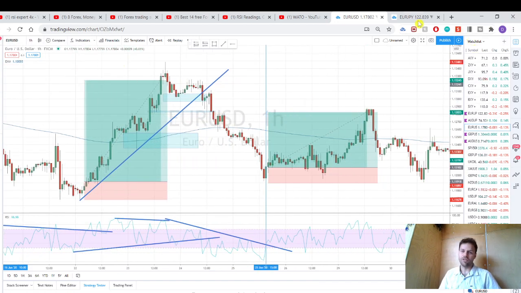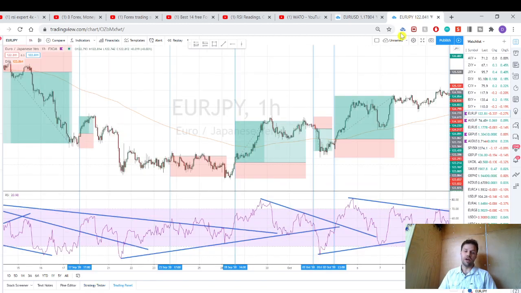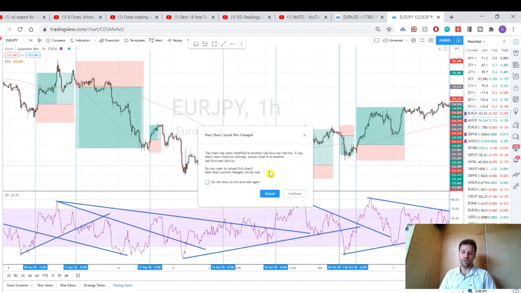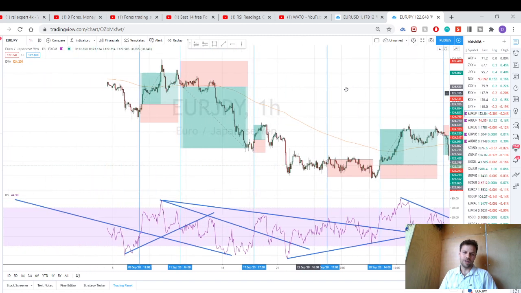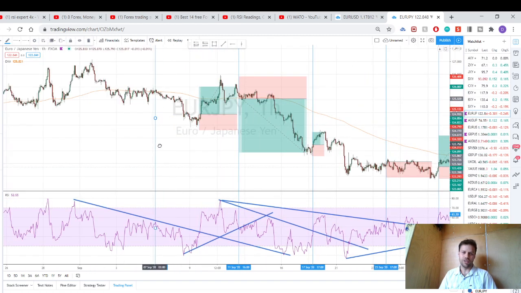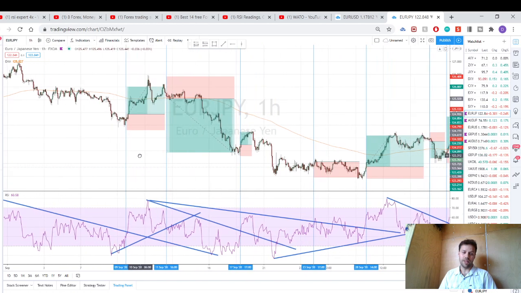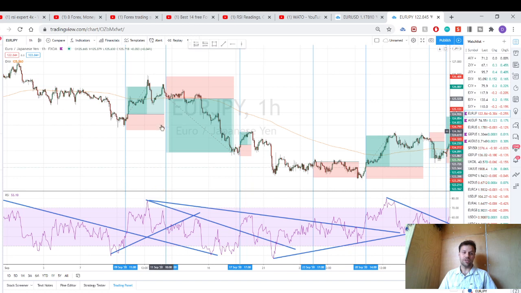Now, if we move across onto my Euro Yen, I've traded it over a 2-month period with loads and loads of entries. As we can see, using this strategy, it would get out after the divergence of the RSI and a couple of waves, giving us 1.7 profit.